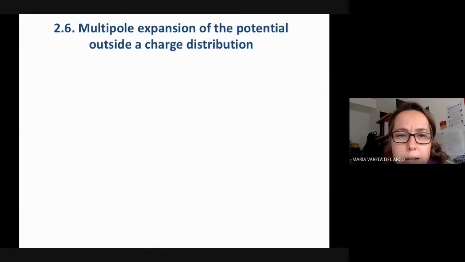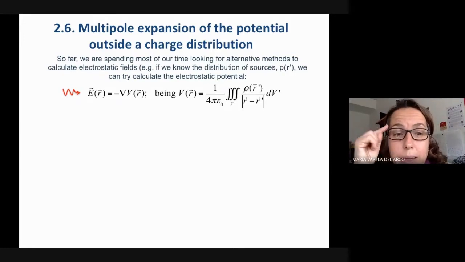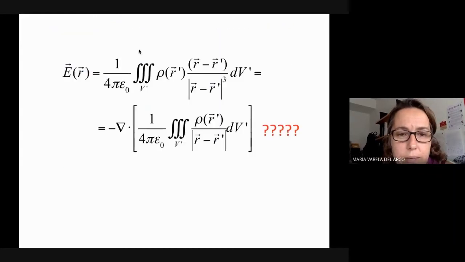So let's go and talk about it for a bit. What is the multipole expansion of the potential, the electrostatic potential again, outside a charge distribution? Remember, so far, the idea is that we are looking for alternative methods to calculate fields, electric fields, once we know the distribution of sources, for example, a charge density rho. The fields, let me go back for a moment, actually, themselves, we calculate them using a formula like this.